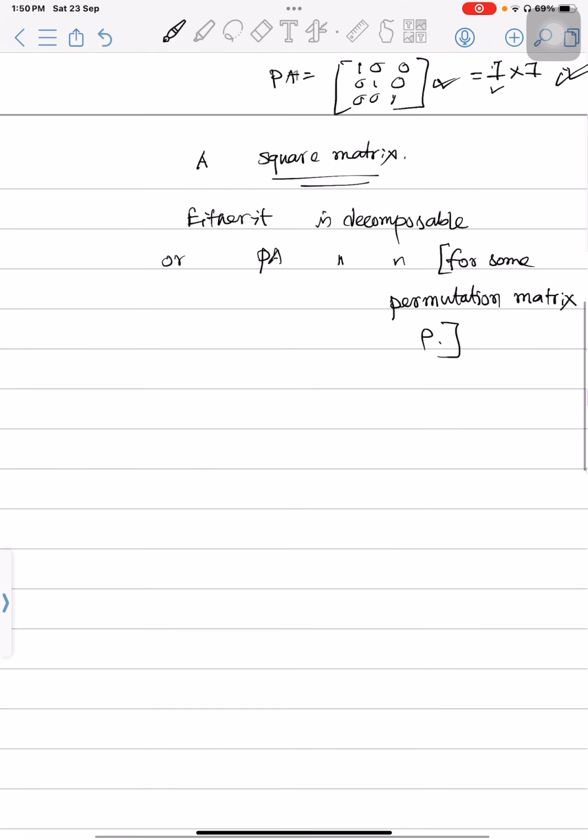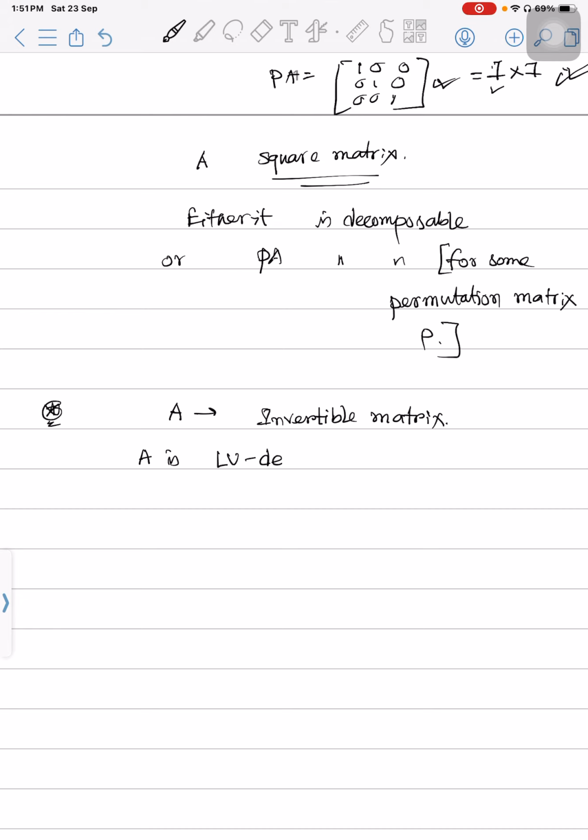So what is it saying? This property is valid only for matrices that are invertible. So let's take A, an invertible matrix, right? We start with an invertible matrix, and we say that A is decomposable if and only if all the leading principal minors are non-zero. What does this mean?